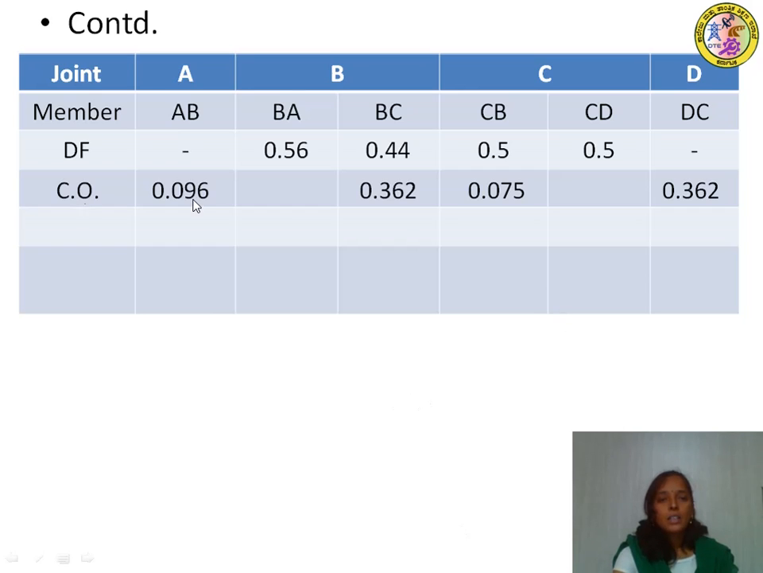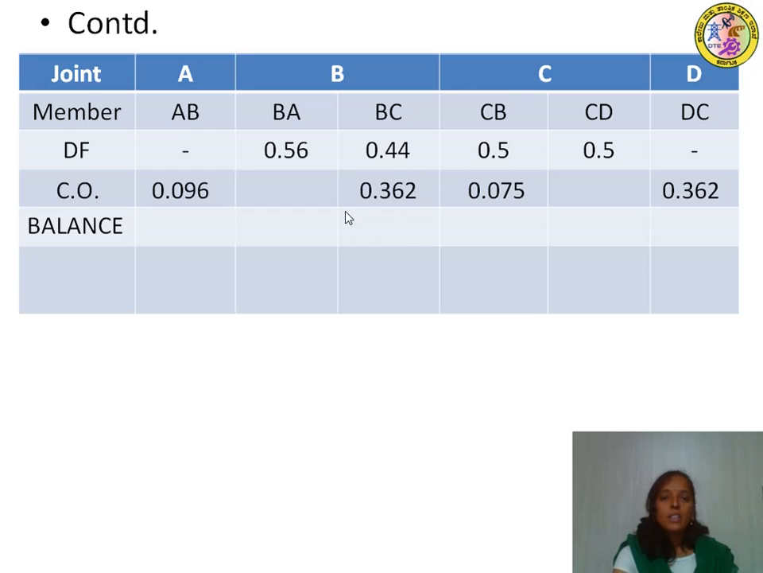So in the last column I have taken 0.096, 0.362, 0.075 and 0.362. So that is the carryover moments. You cannot stop after carryover. You have to stop only after balancing, because now the joints B and C are imbalanced. If you add the values, you will not get a balanced joint. Therefore, the next step is to balance joints B and C.